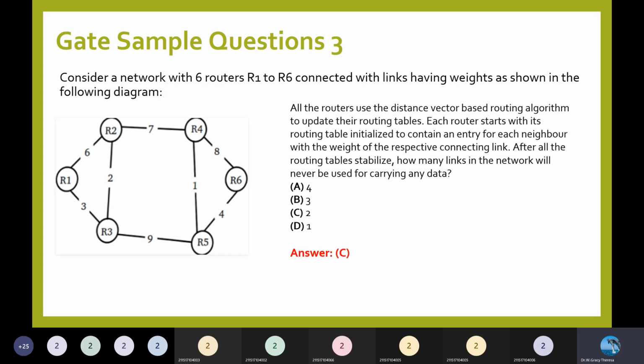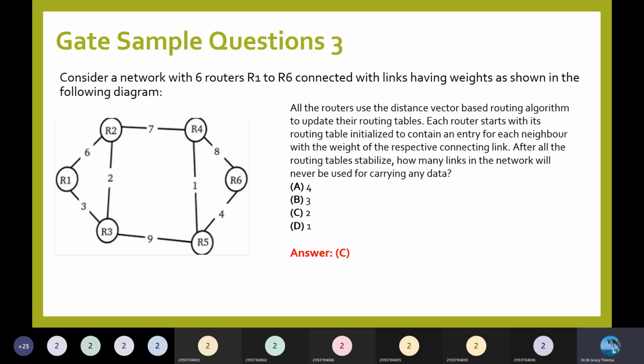Again, another diagram is given. Consider a network with 6 routers, with all the costs given as assigned. All the routers use a distance vector routing algorithm to update the routing table. Each and every router starts with its routing table initialized to contain an entry for each neighbor, with the weight of the respective connecting link.